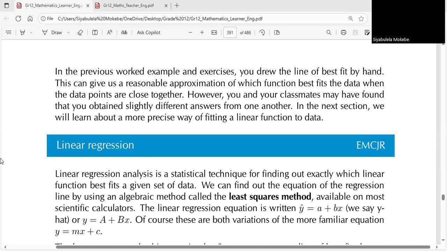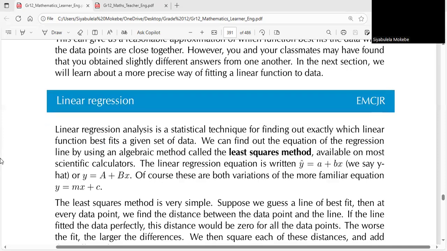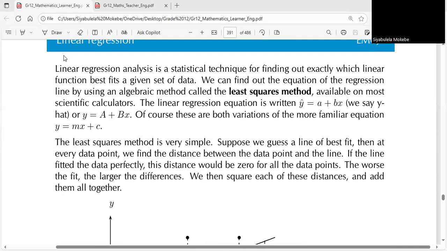In the previous worked example and exercises, you drew the line of best fit by hand. This can give us a reasonable approximation of which function best fits the data when the data points are close together. However, you and your classmates may have found that you obtained slightly different answers from one another. In the next section, we will learn about a more precise way of fitting a linear function to data. We'll look at linear regression now.